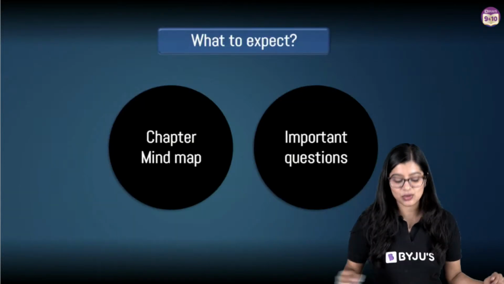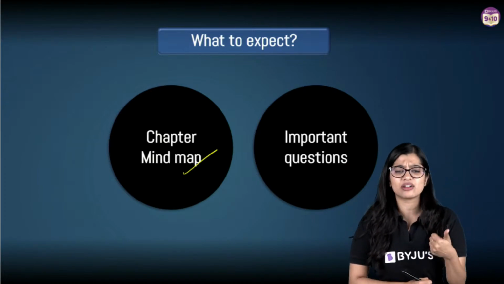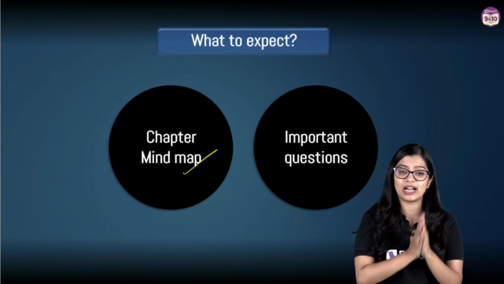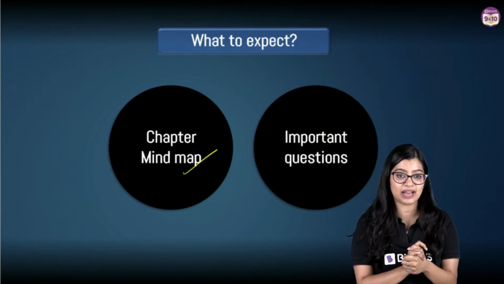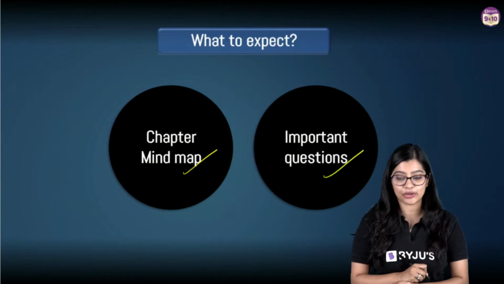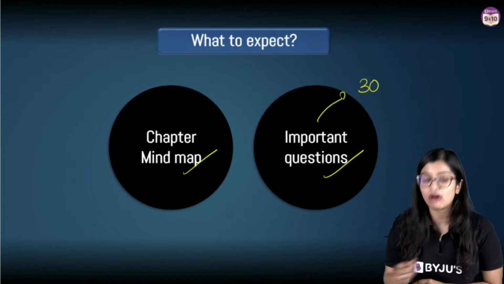So what can you expect in our class today? I'll be giving you a quick chapter mind map, where I'll tell you what important concepts we have discussed, and we will be doing important questions. How many questions are going to be there? We have a total of 30 questions.